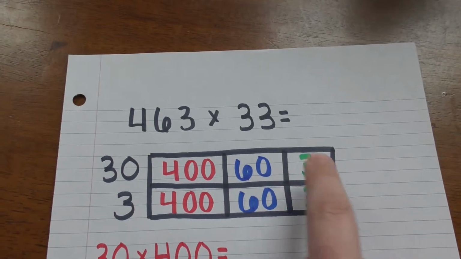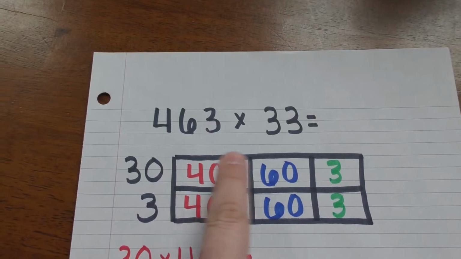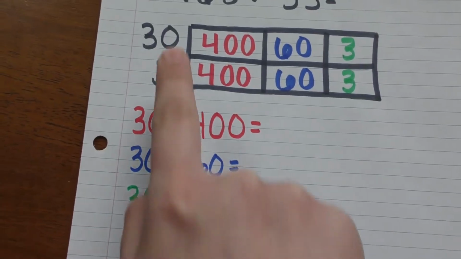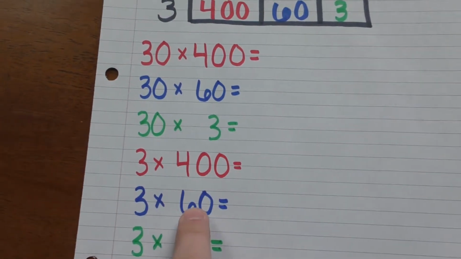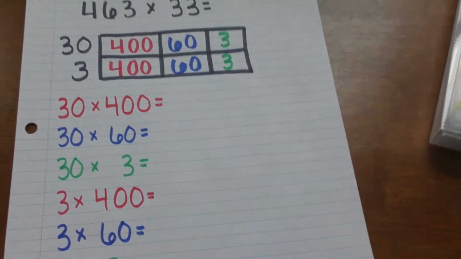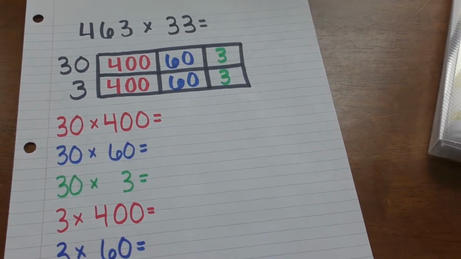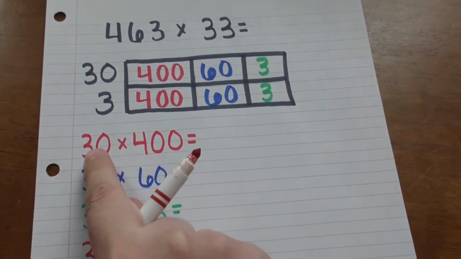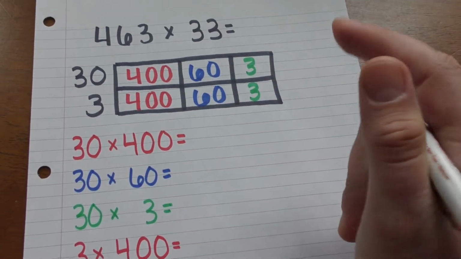So to figure out what my answer is going to be, we are going to have to multiply all of these together. So 30 by 400, 30 by 60, 30 by 3, 3 by 400, 3 by 60, and 3 by 3. And then we'll have to add them all together. So be careful this time. We're going to try to line them up so we don't have to rewrite our answers up and down to add. So if I look at 30 times 400, I know that 3 times 4 is going to be 12.